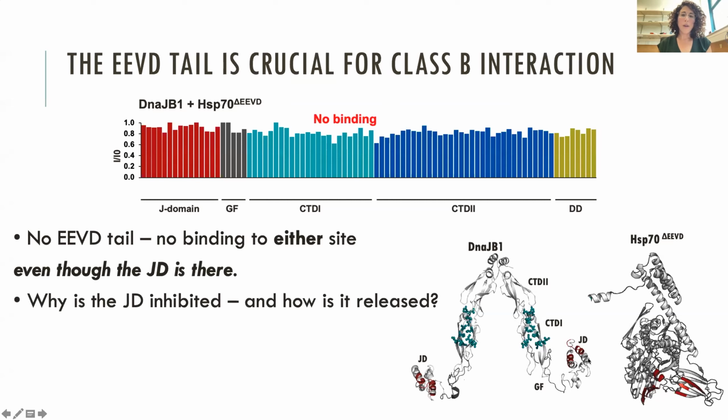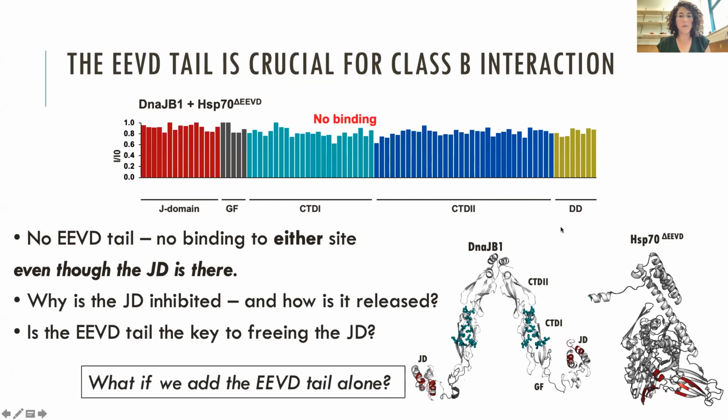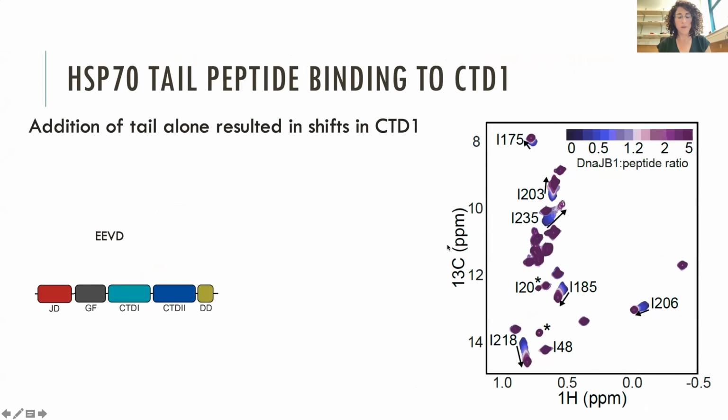So what's going on here? Why is the J domain inhibited in the full-length protein? And more importantly, how is it released? And is the EVD tail the key to the release? So if so, what would happen if we added only the tail this time? So we generated a peptide corresponding to the tail. We added it to DNAJB1 and we see shifts in residues from CTD1. So this is the binding site that we already knew for the tail.